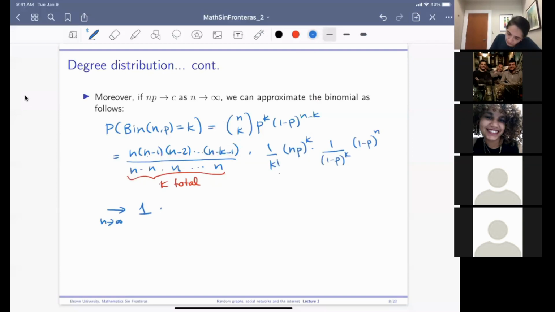This term over here, I do nothing, the 1 over k factorial. And the np, by assumption, is converging to c. So that converges to c to the k.